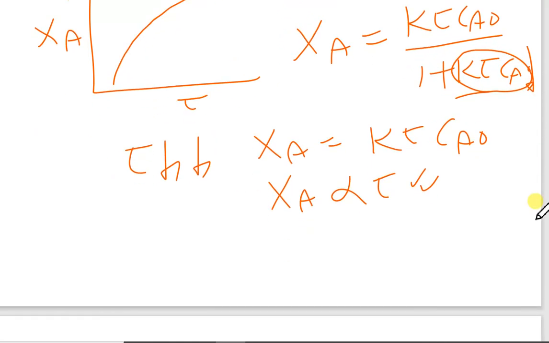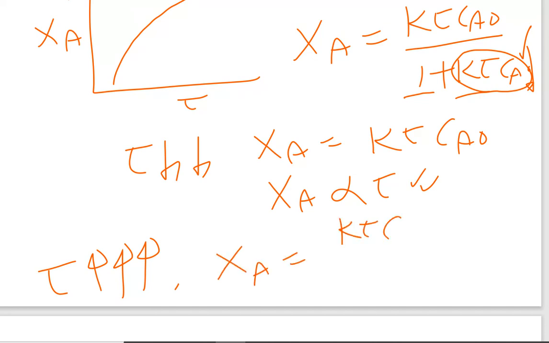When tau is very high, what happens? This value will be high as compared to 1. So in that case, conversion becomes k tau ca naught divided by k tau ca naught, as 1 is negligible. So conversion becomes close to 1. Yeah, that makes sense.